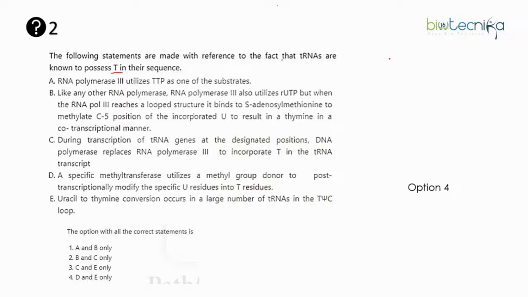Okay, after transcription, the uracil which is found in the T psi loop gets modified, gets methylated to give you the thymine here. So in addition to uracil, even guanine, adenine, cytosine can also get modified by methylation. It can happen. But here, thymine is not incorporated during transcription, but it is post-transcriptionally modified uracil.